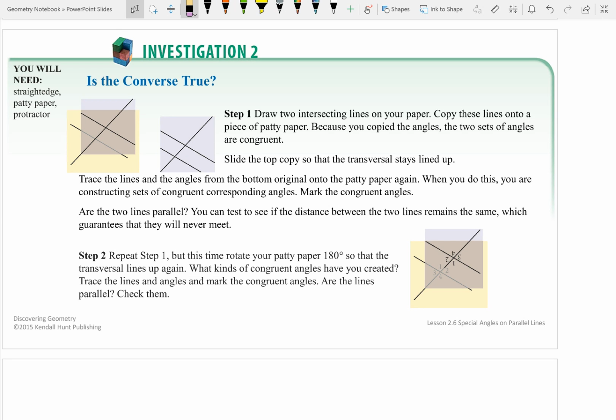And repeat step one. This time, rotate your pad paper 180 degrees so that the transversal lines up again. What kind of congruent angles have you created? Trace the lines and the angles and mark the congruent angles. Are the lines parallel? Check them.